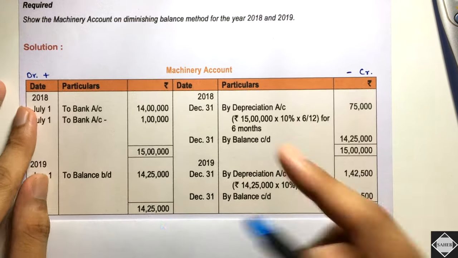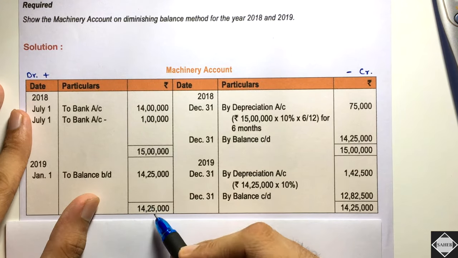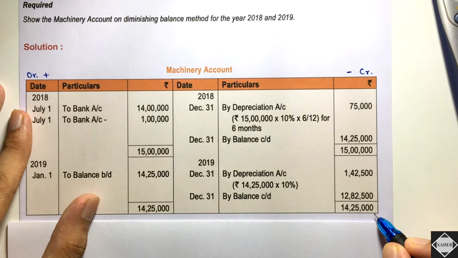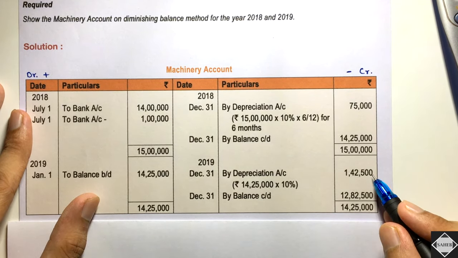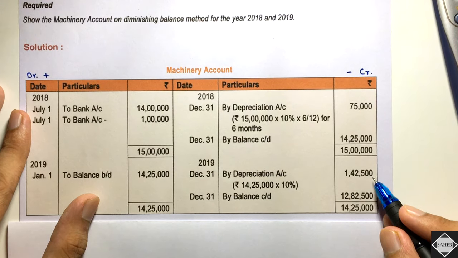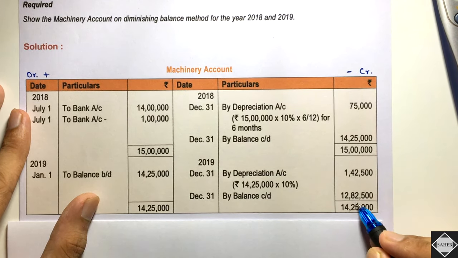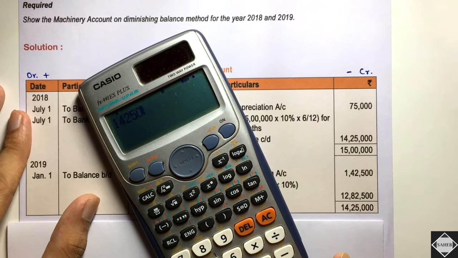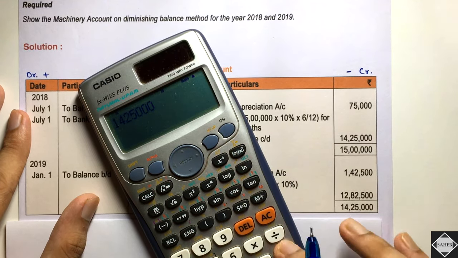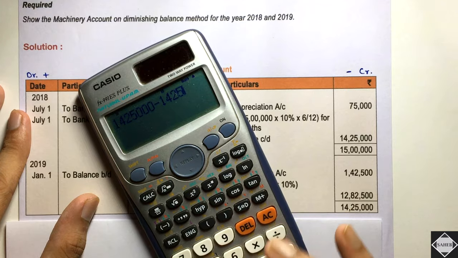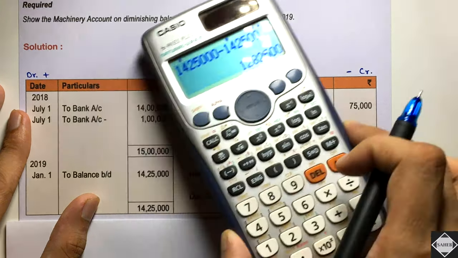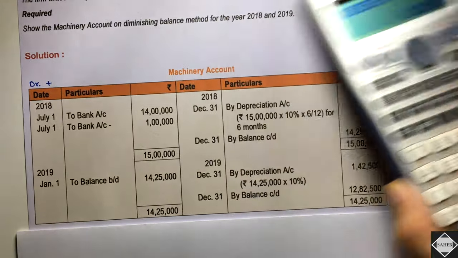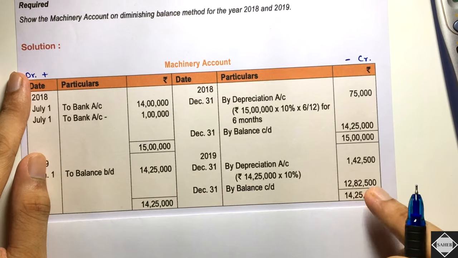You will balance the account. 14,25,000 is bigger, so you have to write on both sides, 14,25,000, 14,25,000. Then you have to subtract 14,25,000 minus 1,42,500. That is equal to 12,82,500, isn't it? See here, let's calculate. 14,25,000 minus 1,42,500 is equal to 12,82,500. Yeah, 12,82,500. That's the closing balance.